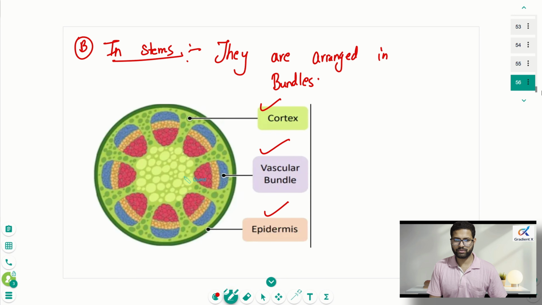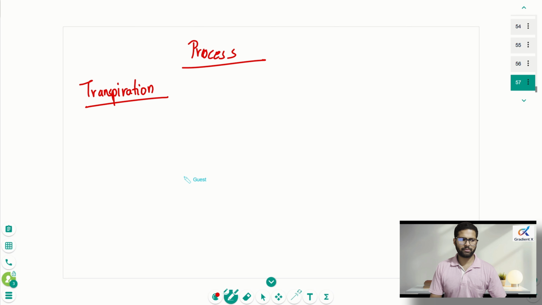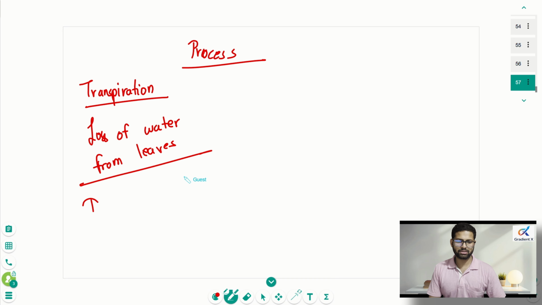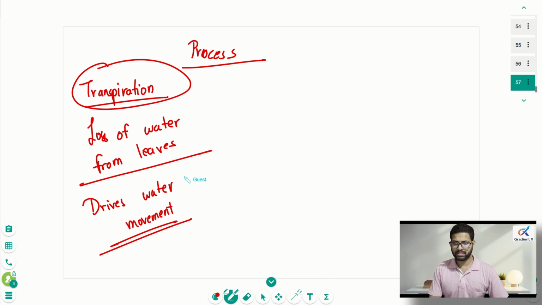You must know what we have discussed. I hope you are taking notes with me. Transpiration: the loss of water from leaves. It is the major reason for the loss of water from the leaves, and second, it drives water movement, sucking water from the soil.